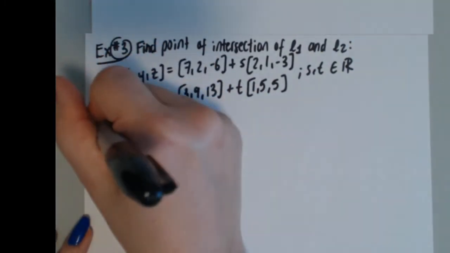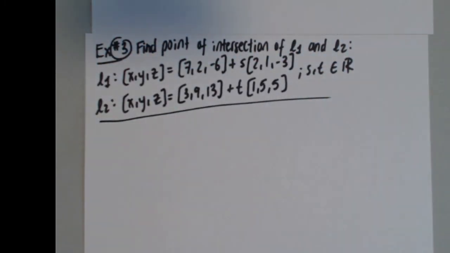Okay, so same thing. We're looking for a point of intersection of L1 and L2. Now this one doesn't say "if any." So that implies that there is actually a point of intersection. But we can verify this just to be sure.